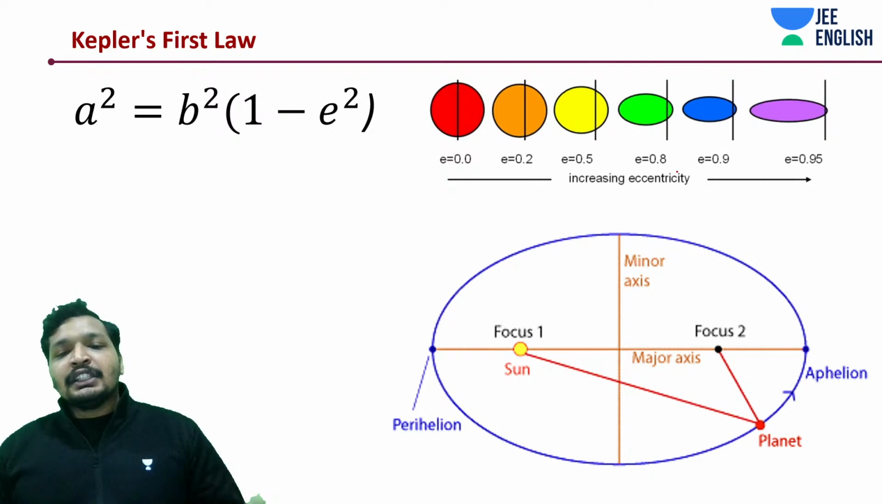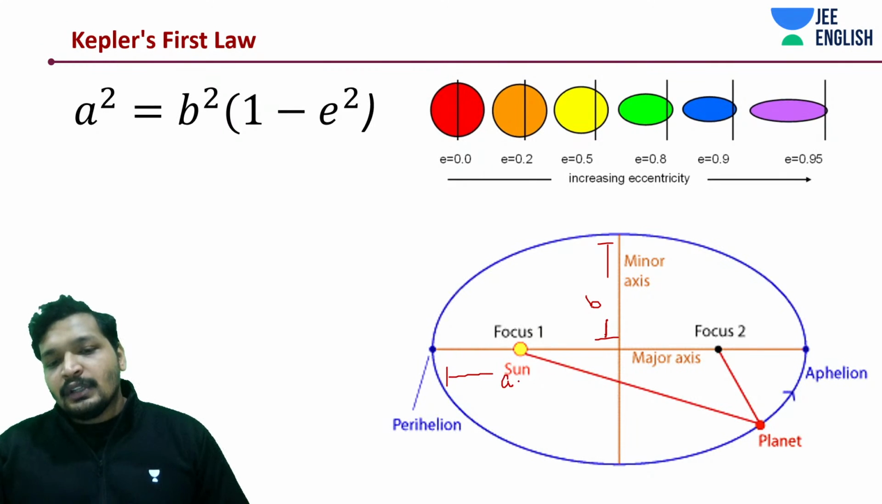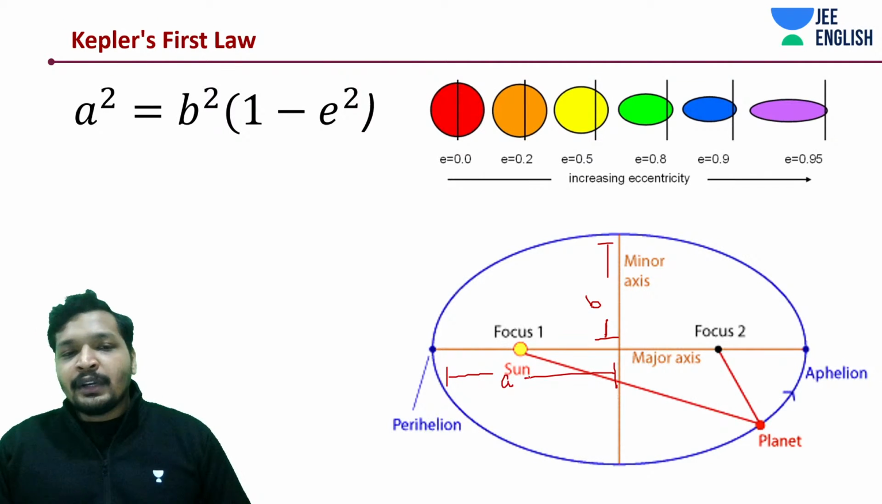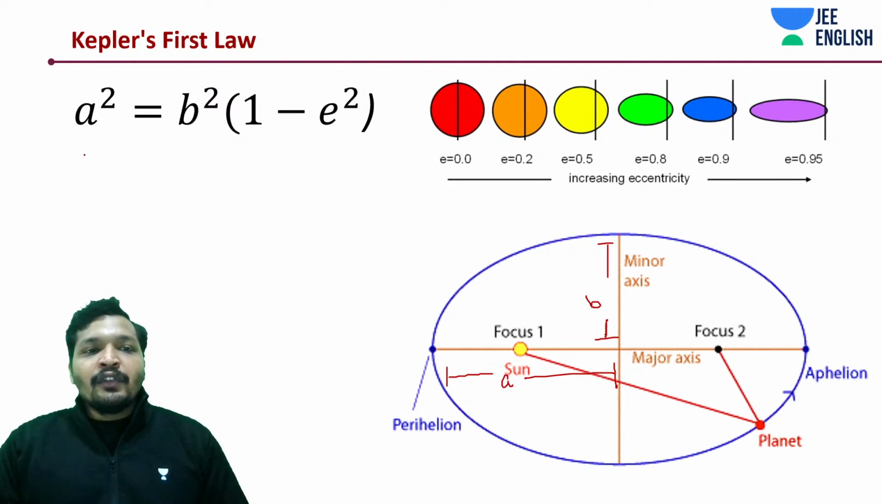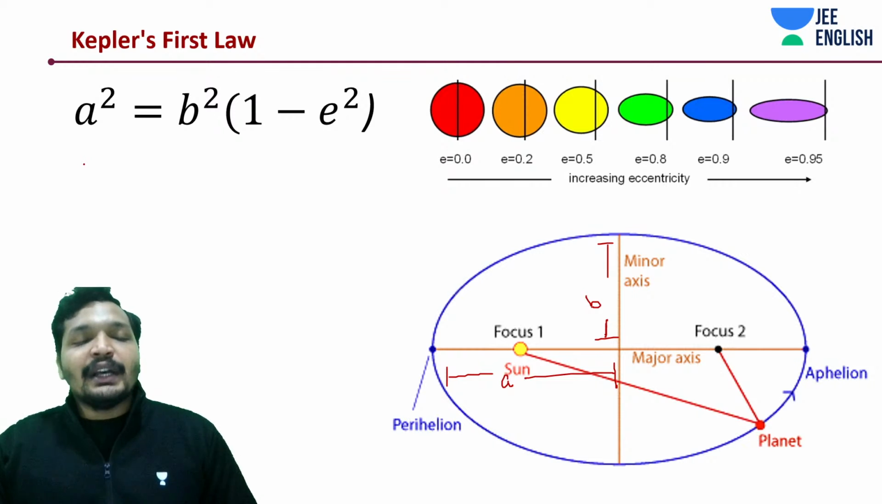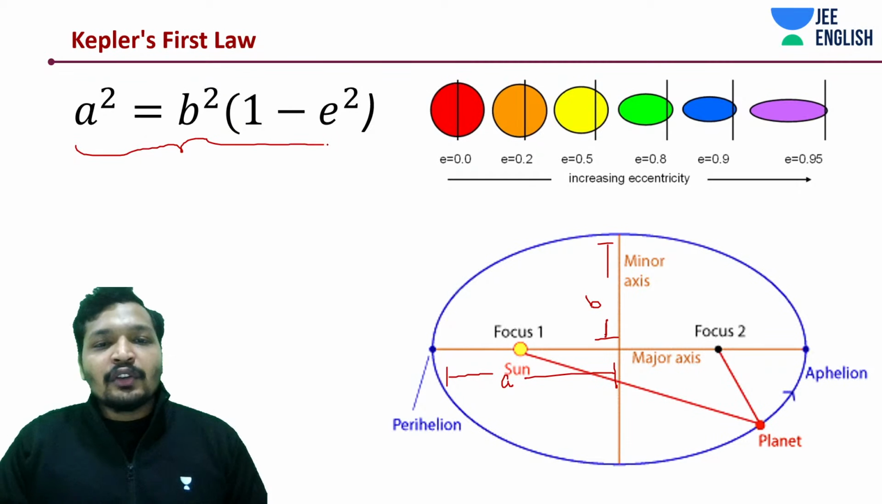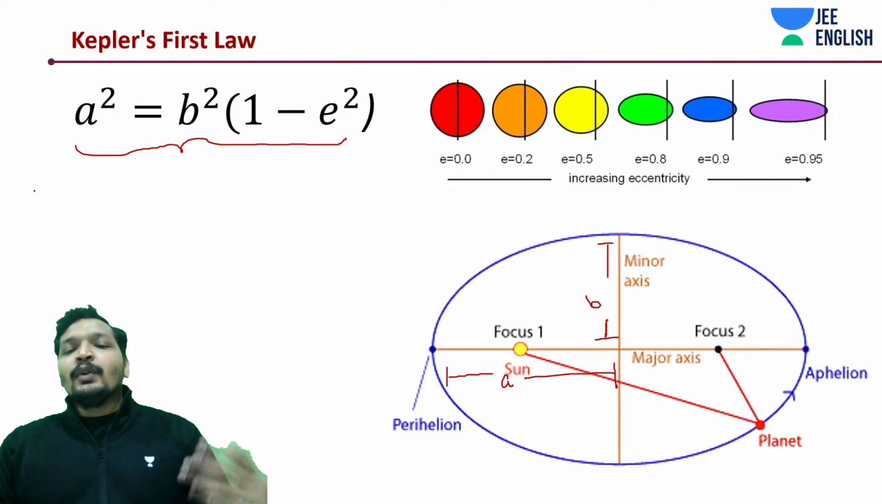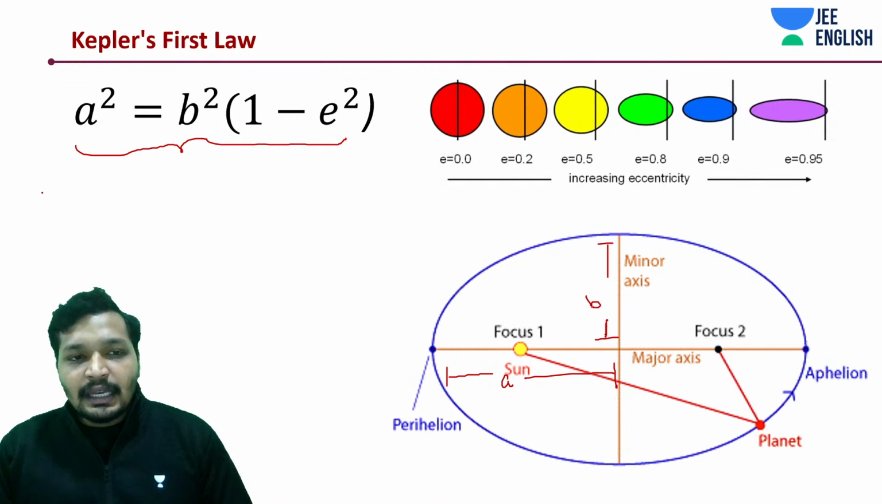Okay, and what is the relation between A and B, students? If I say this is B, and this is A, you know the distance between perihelion and aphelion. It is very important to understand that concept, because questions can be asked in your exam based on this. So we have the expression A square is equal to B square into 1 minus E square, which is the relation between your minor axis and major axis radii.